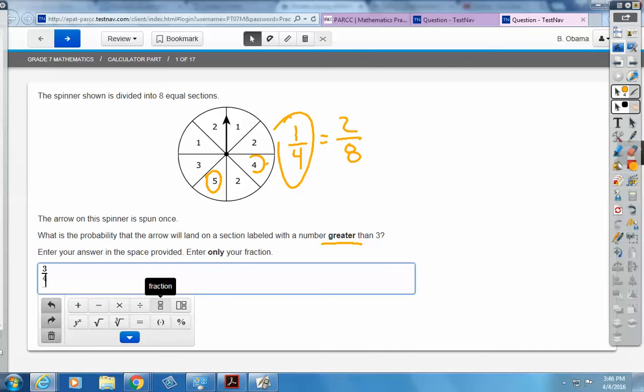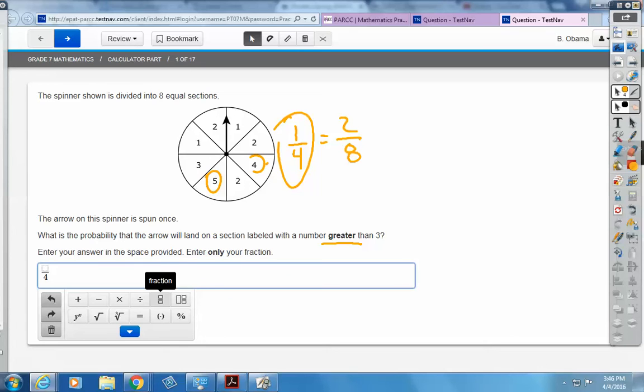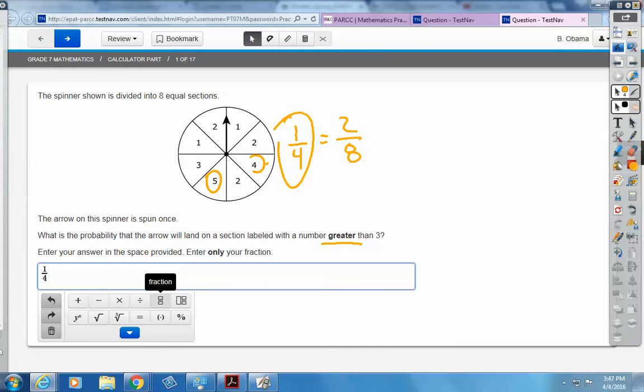Oh my goodness, I put 3/4. It's 1/4. So I will use the up arrow, and I will delete this and put in a 1. There we go. It's a problem of using the keyboard upside down.